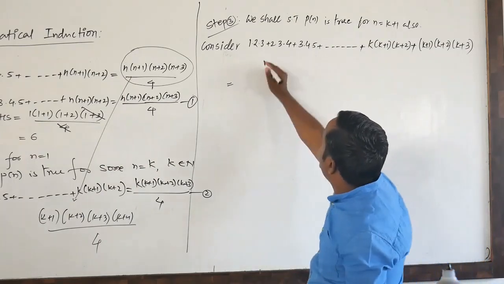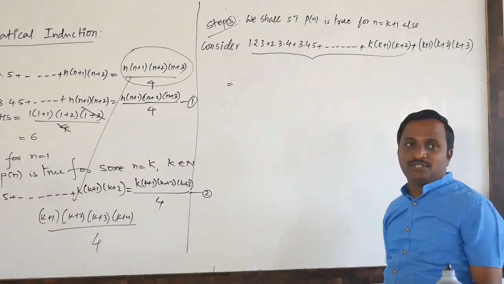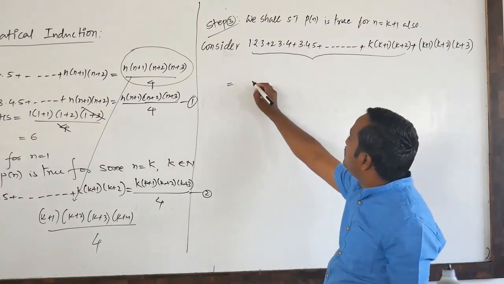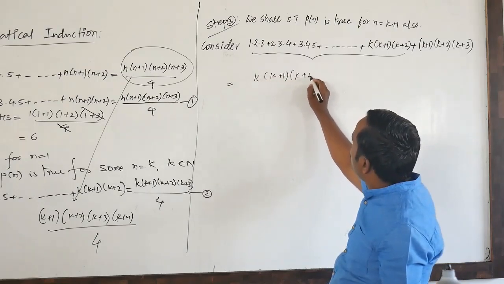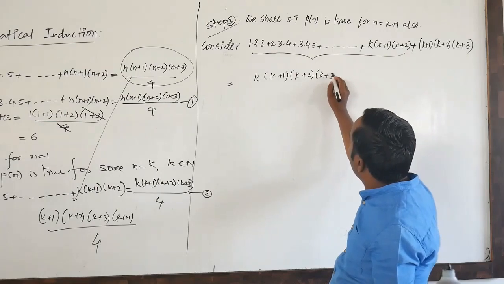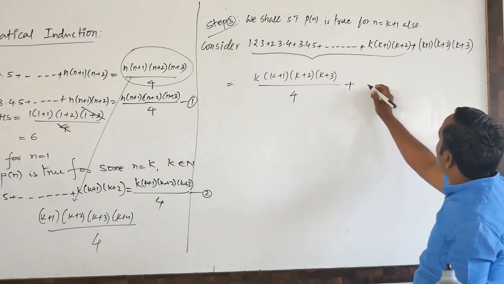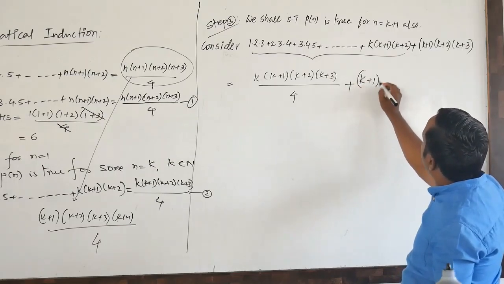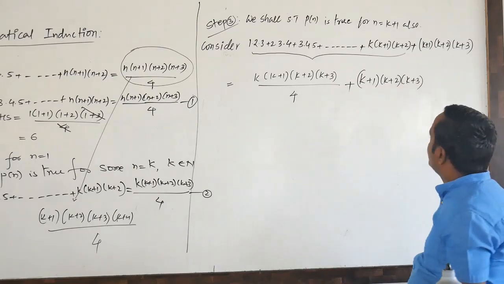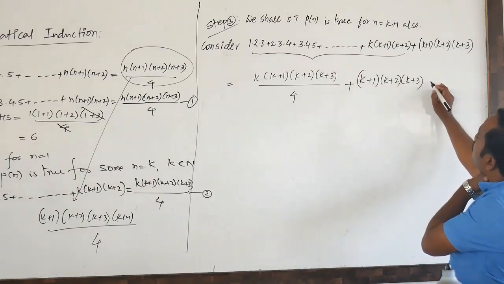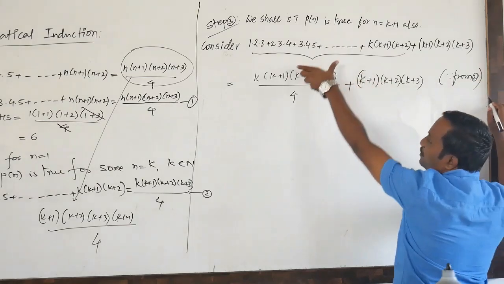Let us simplify. From equation number 2 it is true. Therefore I can write this as k into k plus 1 into k plus 2 into k plus 3 divided by 4, plus this term as it is, k plus 1 into k plus 2 into k plus 3, because from 2 I have written this step.